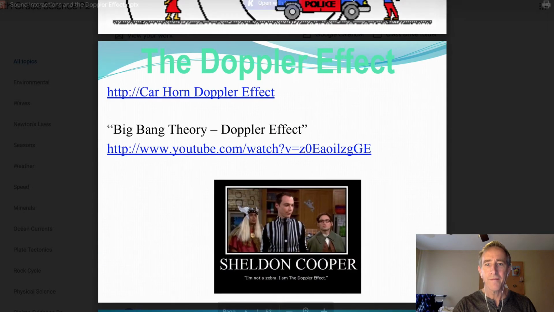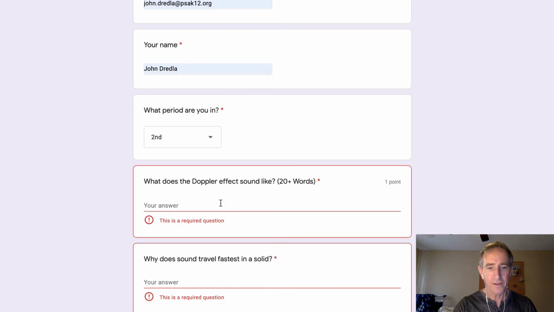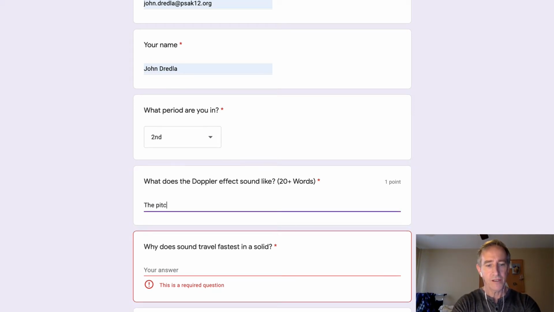That was fun. So now I can answer. What does the Doppler effect sound like? And you could write something about how he made that sound. So, the pitch drops as the object moving relative to an observer passes by and moves away.